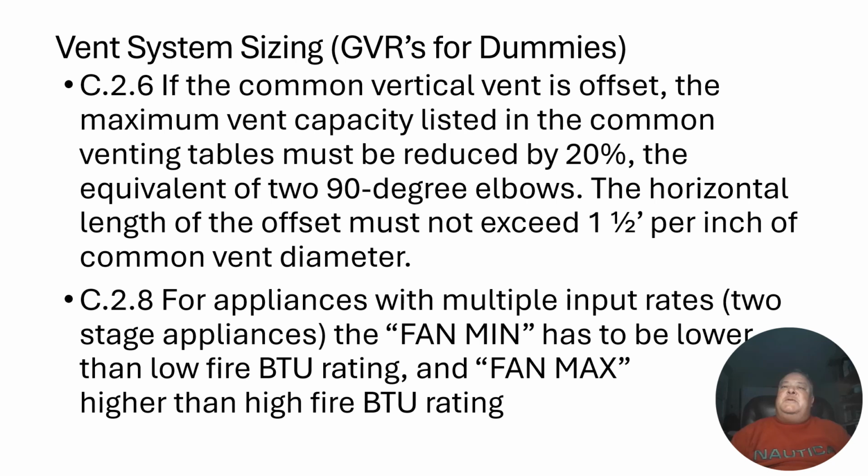So in a 2-stage piece of equipment, let's say that we've got 100,000 BTU high fire and 60,000 BTU low fire. We've got to make sure that the fan min is going to be below 60,000. We've got to make sure that the fan max is going to be above 100,000, or at 100,000 right on, in order to make this situation work. And again, we'll look at those situations coming up here.